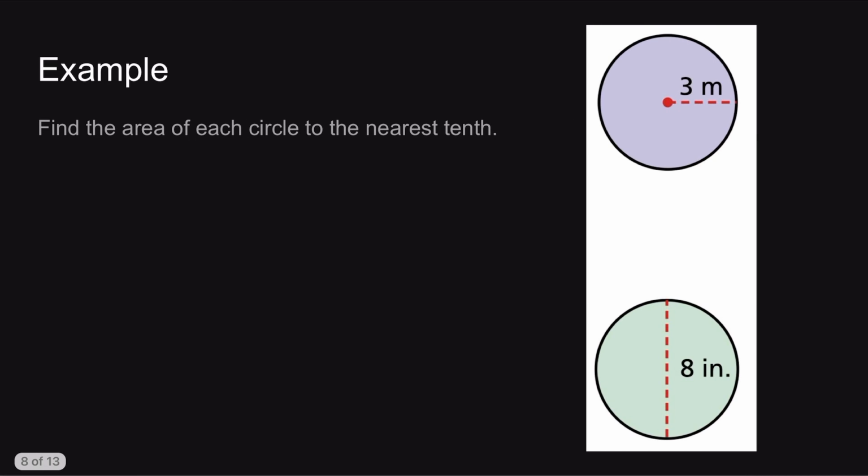Okay, now we got to find the area of the circle. Remember, for area, we only use radius. So notice how the first one gives us radius. That's good. So our area formula is a equals pi r squared. So we do pi times 3 squared. Remember, PEMDAS, we have to do 3 squared first. I don't need to use a calculator. 3 squared is 9. So pi times 9. 9 times 3.14 gives me 28.26, which rounds to 28.3 meters squared.